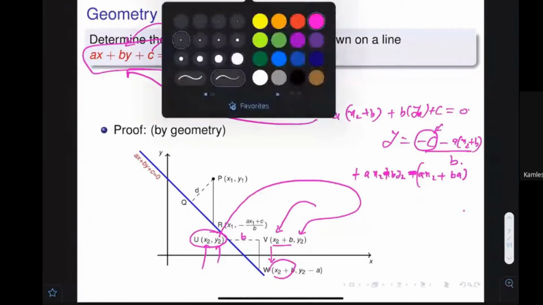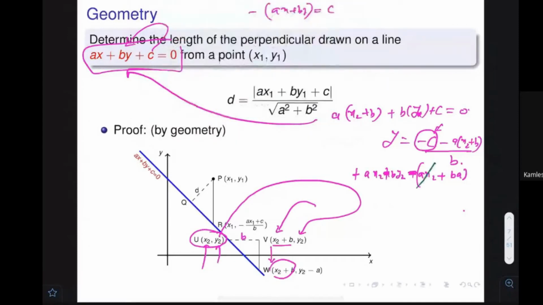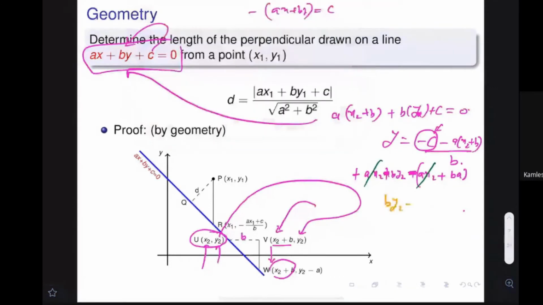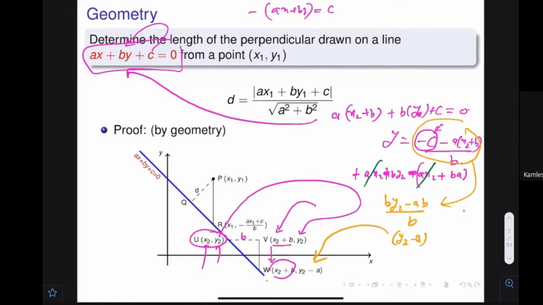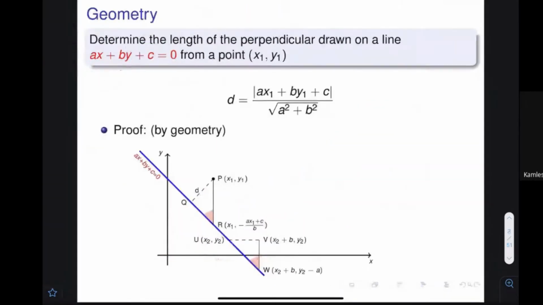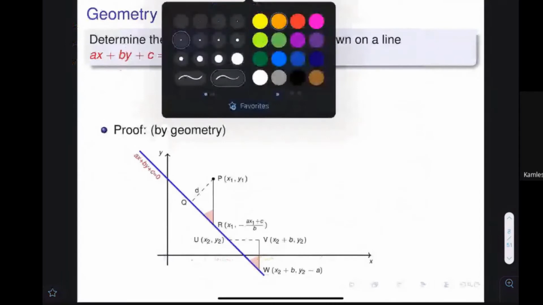Can you simplify it for me? You know that this particular quantity, ax2, gets cancelled. So what is remaining? The only thing is by2 minus ab, divided by b. So am I right? When divided by b, it becomes y2 minus a. So this is written over here. You can see that this point is this. Everybody is okay with this? This construction, every point is clear now. What are these points? Everybody is okay with that.